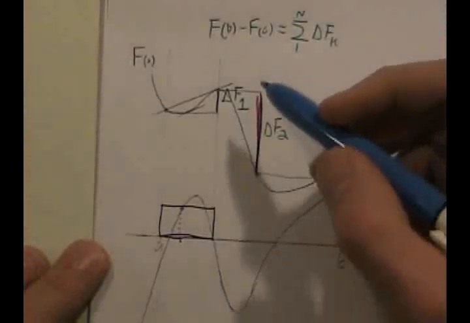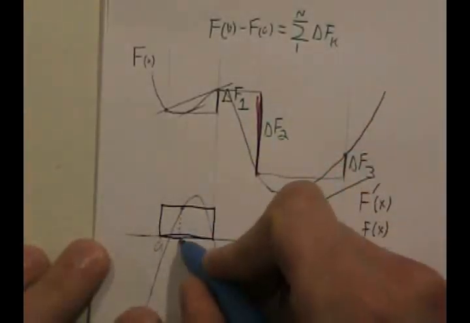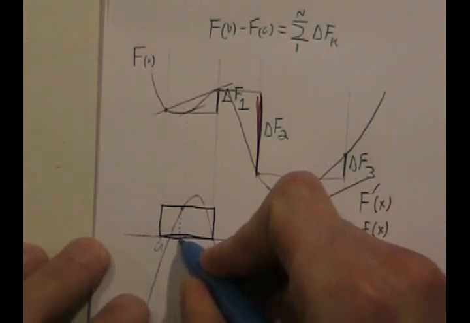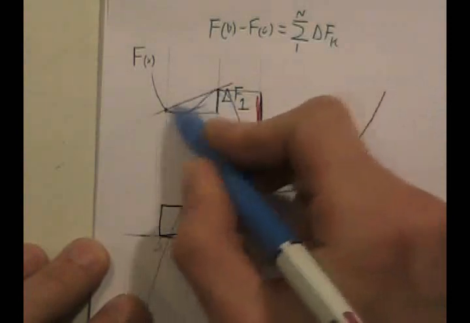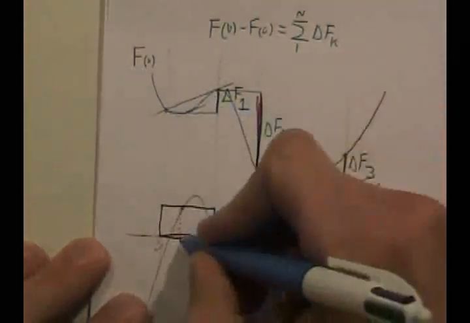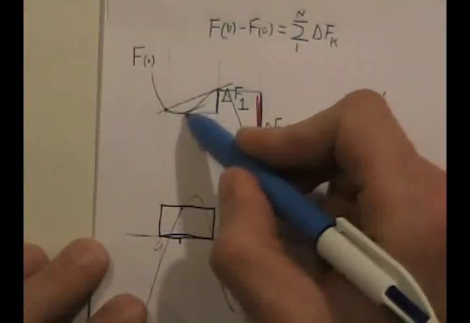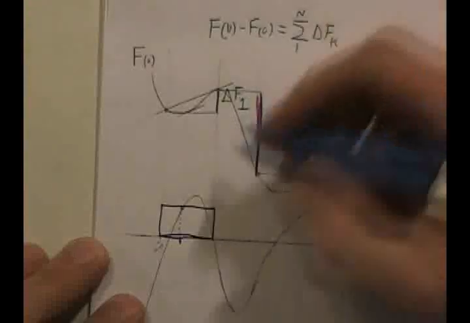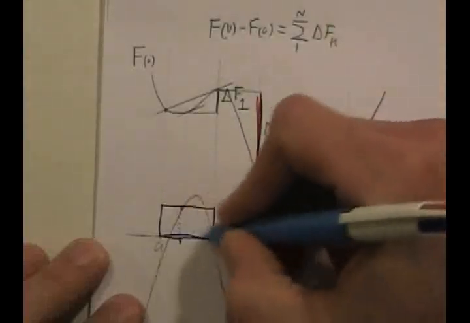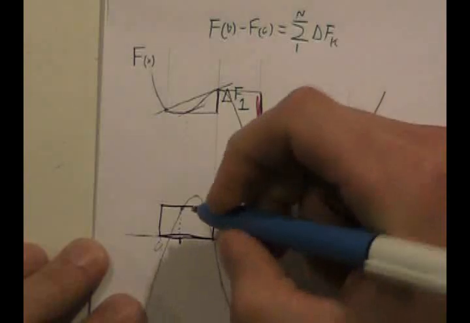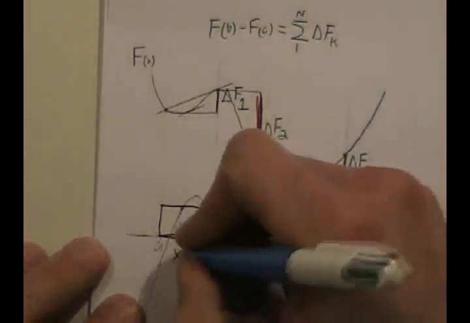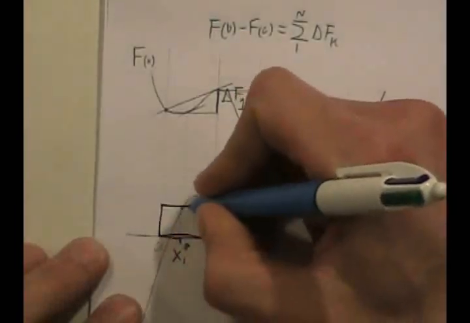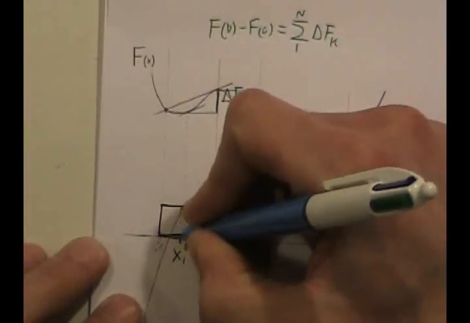Let me just run over that one more time. By the mean value theorem, there's got to be some value of x inside here where the value of the derivative is equal to the slope of this line. In this particular case, that happens to be here. If you look at the geometry, that's where the tangent is parallel, and we're going to replace delta F1 with delta x1, this length here, multiplied by F prime of x1 star. Let me write that down. x1 star is here, so this height, and we can interpret that base times height as the area of this rectangle.